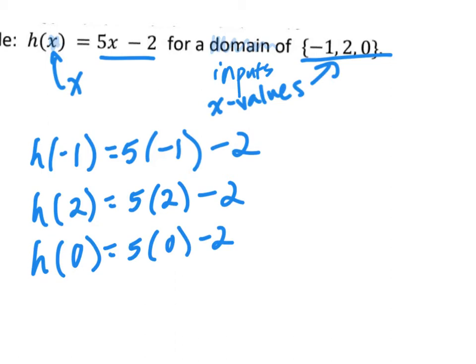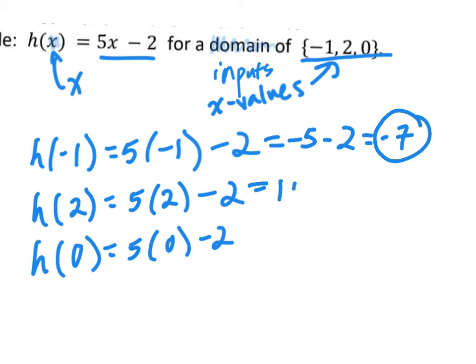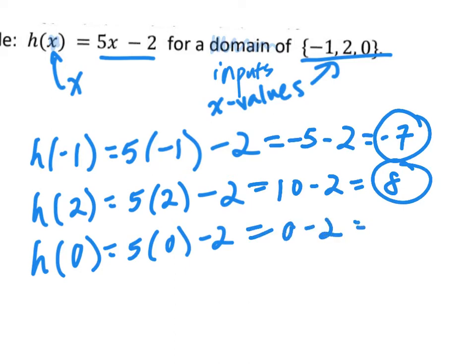Let's try this out. So we have 5 times -1, that's -5 minus 2. -5 minus 2 is -7. So that's going to be our first range value, right? Because our range are just our y values, just like how our domain are our x values. 5 times 2 is 10 minus 2. 10 minus 2 is 8. So second range value. And then finally, 5 times 0 is 0 minus 2 is -2. That's my third range value.